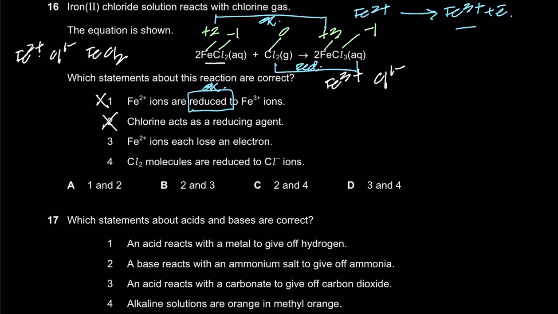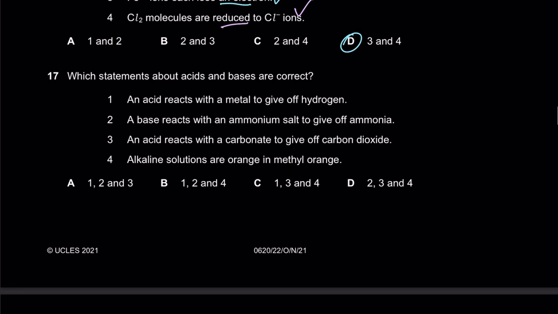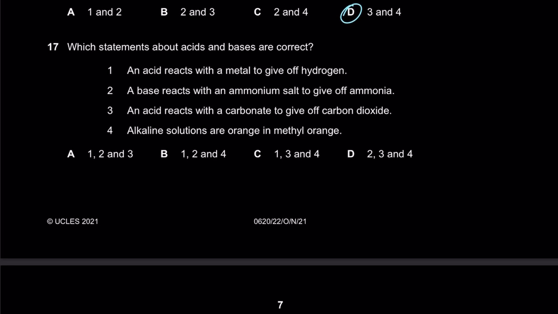And option, only 3 and 4 are left, no need to check, I'll just circle D, but let's check anyway. Iron 2 plus ions each lose an electron. Yes, they do lose an electron. That's why it's oxidation. And chlorine molecules are reduced to chlorine ions. Absolutely they are. Which statements about acids, bases and salts are correct?